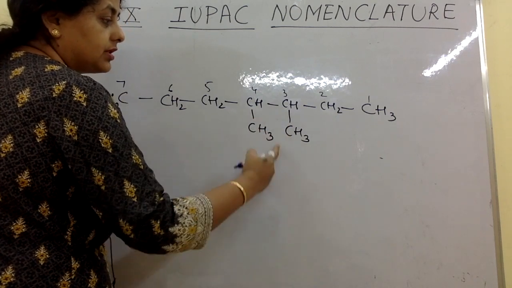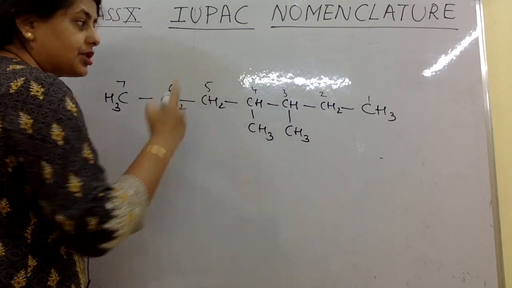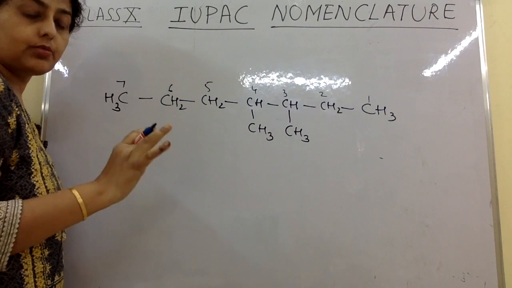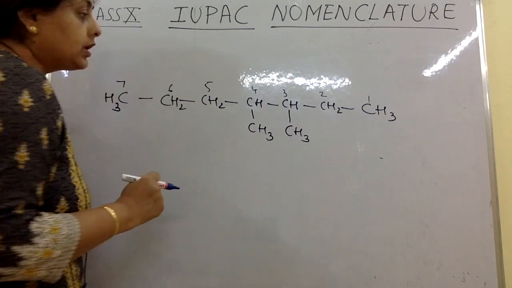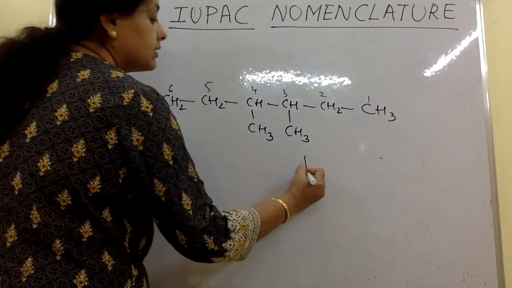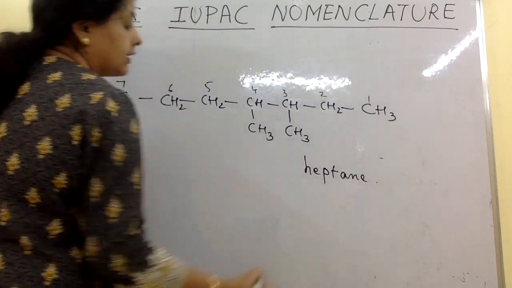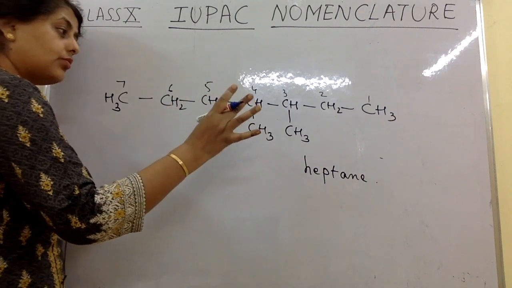To the fourth carbon, this methyl group is attached. These are substituents. Now, are all single bonds or not? Yes, all are single bonds. That also we have to see. So first thing, 7 carbons, hept, all single bonds, ane.